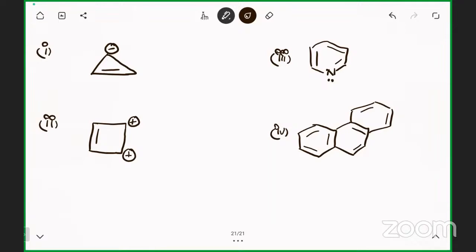First one is aromatic or non-aromatic? What about anti-aromatic? 4n is equal to 4, n is equal to 1. This is an anti-aromatic compound.